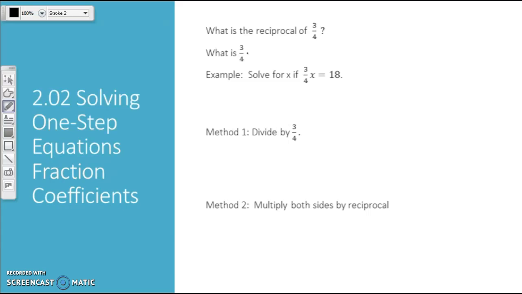Okay, so sometimes there's going to be fractions. You need to deal with fractions. And the way we take care of them is we multiply by the reciprocal. So what is the reciprocal of 3 over 4? Well, the reciprocal is just that fraction flipped over, 4 over 3. Now, what is 3 over 4 times 4 over 3? Well, let's go ahead and look. 3 times 4 is 12 on top. 4 times 3 is 12 on the bottom. 12 divided by 12 is 1. So whenever you multiply a fraction by its reciprocal, you're going to get 1. And that's what we do here.